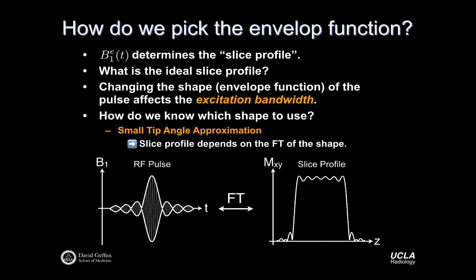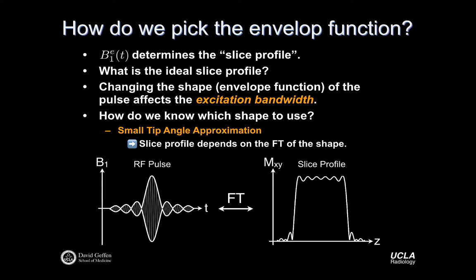And so this is pulled just from the last slide, just as review. So how do we pick the envelope function, this B1 envelope function, right? We know, or hopefully understand now, that the B1 envelope function determines what we call the slice profile. Ideally, we would have a rect profile, right? All spins through the thickness of the slice would be uniformly and equivalently excited. That's only going to be the case for an infinitely long sinc pulse. There we obviously have a problem. So changing the shape of that envelope function is going to change the available excitation bandwidth.